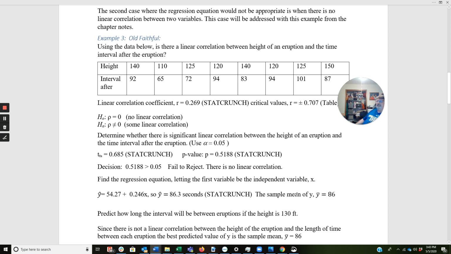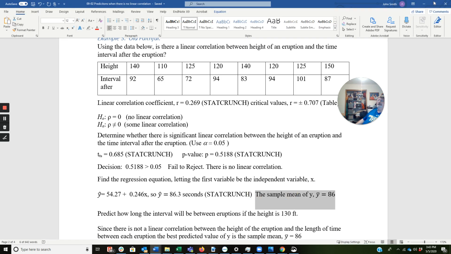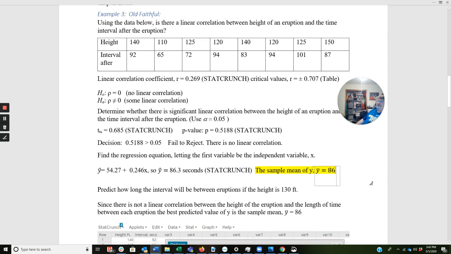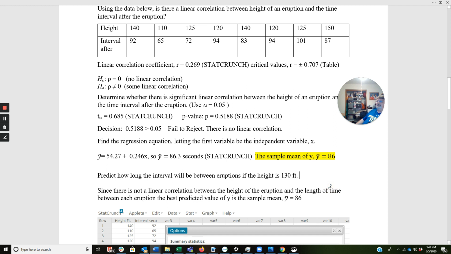So which of these two is the better one? I'm going to highlight this right now, I hope, is going to be the better. Hopefully I will. Let's try that again. There we go. So that's actually the better prediction because there was no linear correlation.